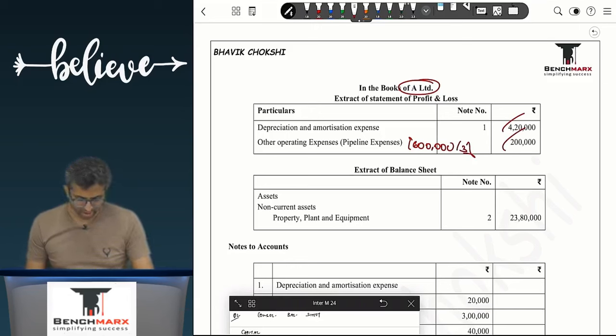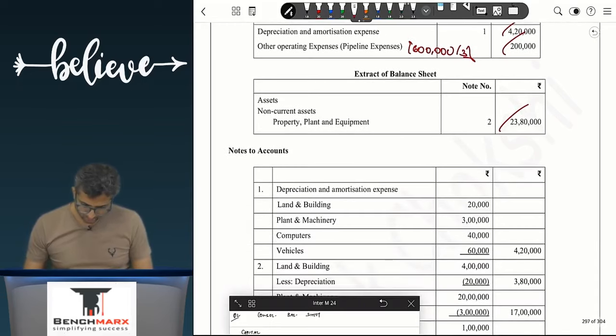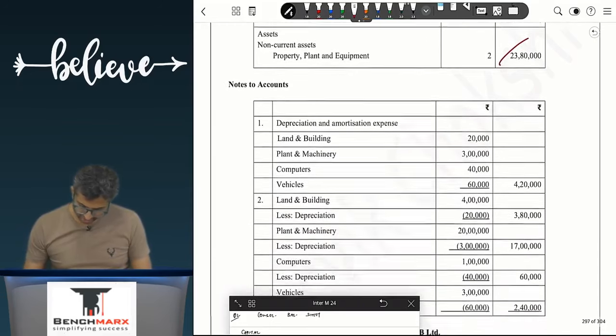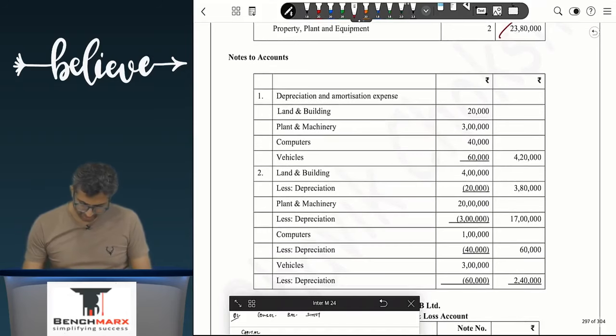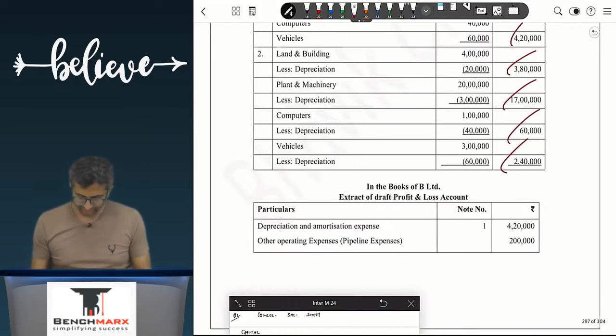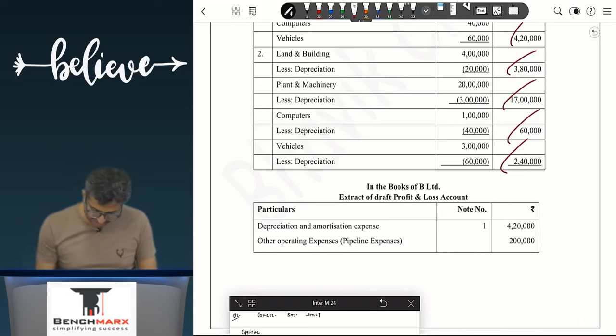Next, you have property, plant and equipment 2,380,000, and over here this will go directly, and you will just show the breakup like depreciation individually 4,20,000, land and building breakup 17,00,000, all of this. And once you do this, this is exactly the same.